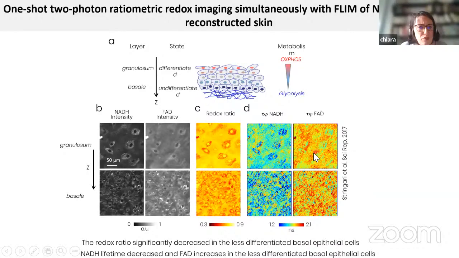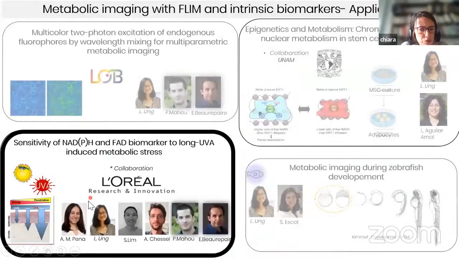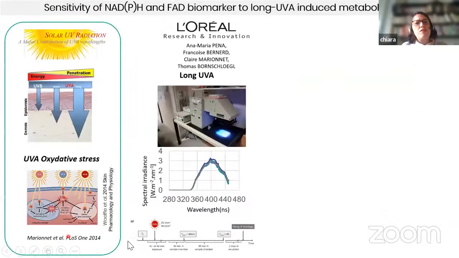But the main application I'm going to talk about today is a collaboration with L'Oréal, and in particular with the team of Ana Maria Pena. And the goal is to study the sensitivity of NADH and FAD to metabolic stress induced by long UVA. So long UVA is longer than short UVA and, of course, UVB. So it has, let's say, less visible damage, but is still inducing oxidative stress. This is much less studied.